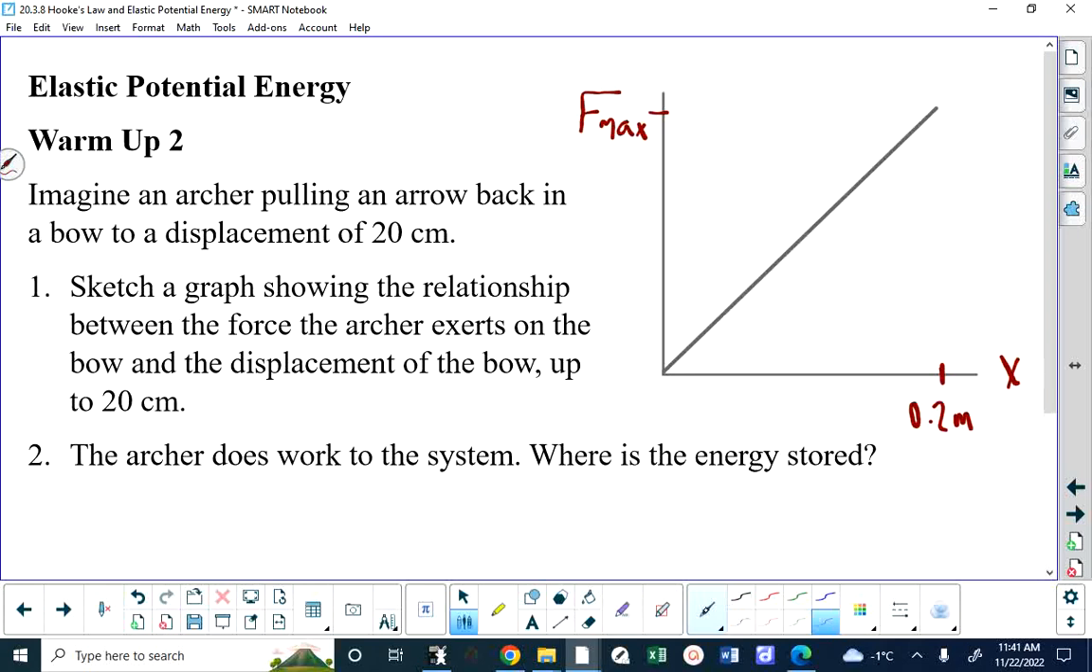Well, there's the sketch. The archer does work to the system. Would you agree that the archer applies a force over a displacement? Okay. The archer did work. The archer transferred energy. Where is the energy stored?